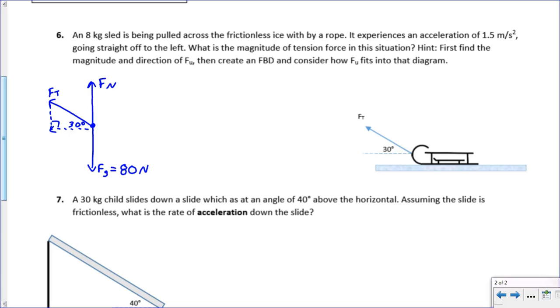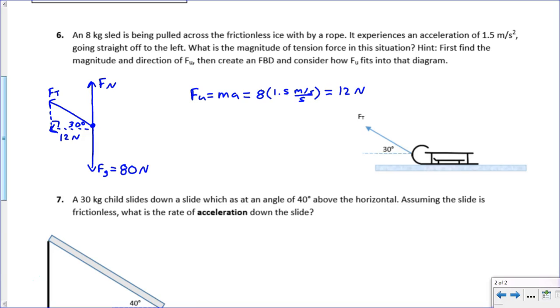And so here's what I get. We know that Fu equals ma. We know that it's an 8 kilogram sled and that its acceleration is 1.5 meters per second squared. And if you multiply those by one another, you get 12 newtons for our unbalanced force. Now again, think about what direction the unbalanced force is pointing in this problem, because that helps you identify where that 12 goes. This sled is going to be accelerating to the left, which means that this leftward component of the tension force, that's the unbalanced force. That's 12 newtons.